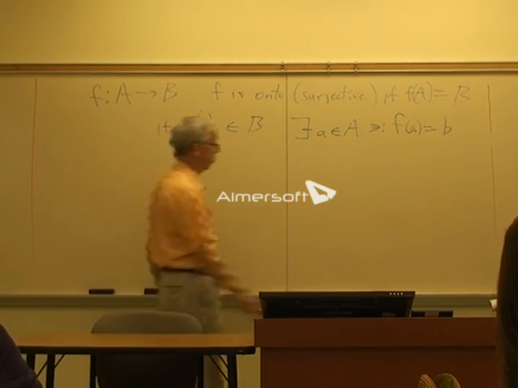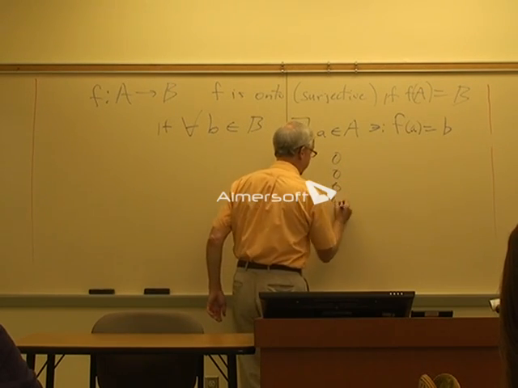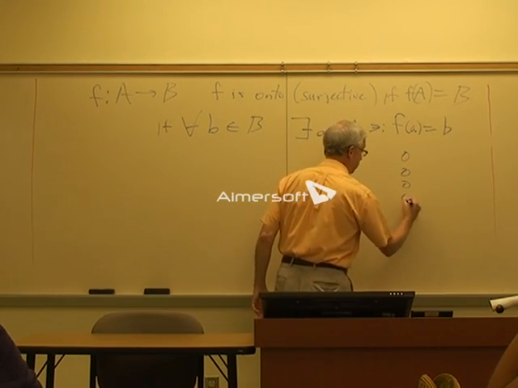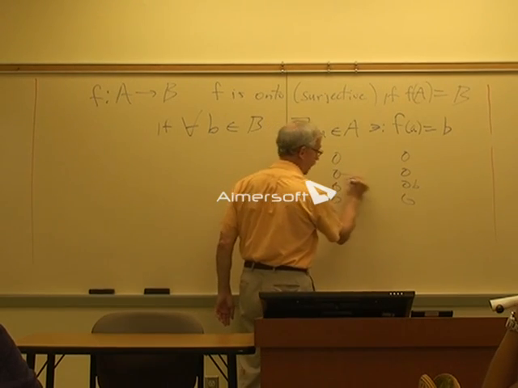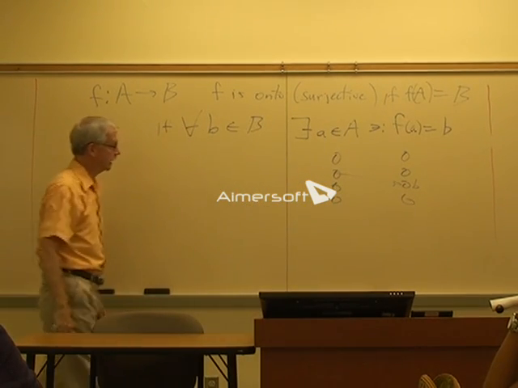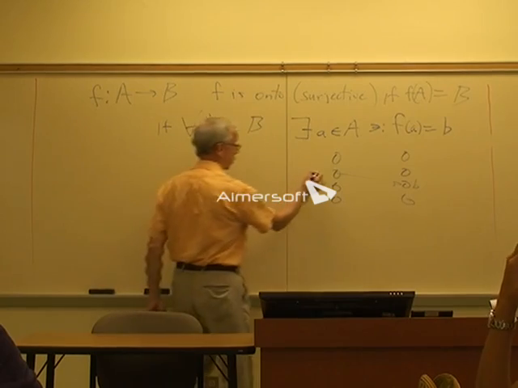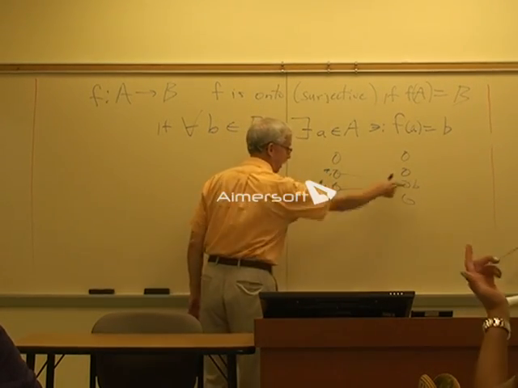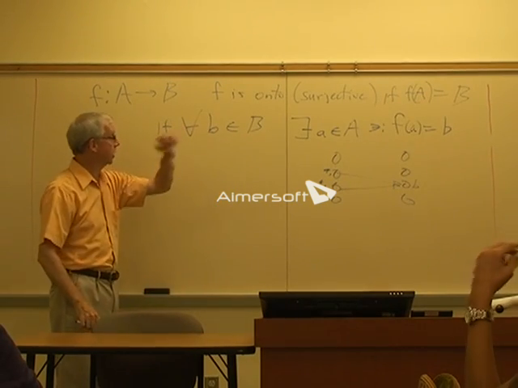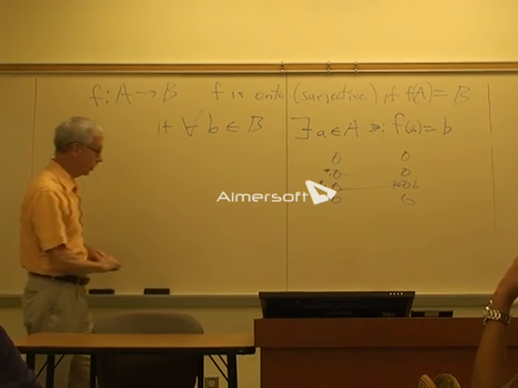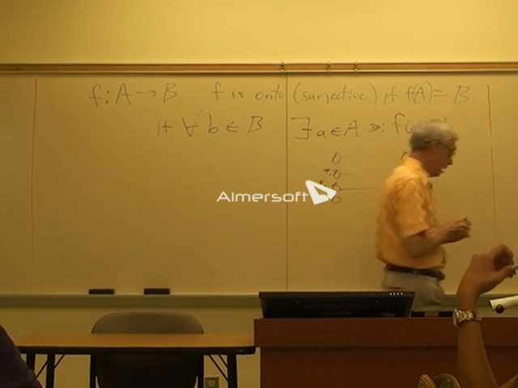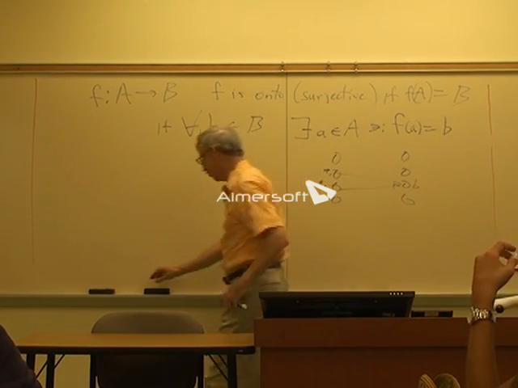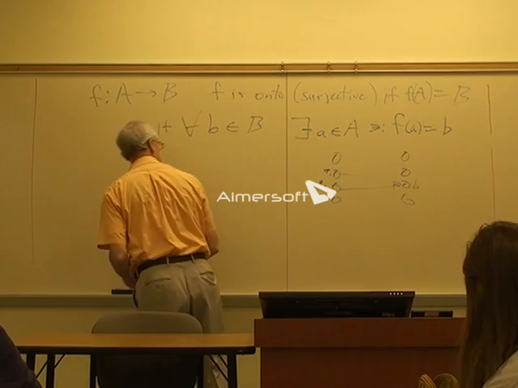Or in the diagram notation, here's my set A and here's my set B. If this is little b, there's got to be at least one guy that gets sent there. So this is b with little a. There might be several, but there has to be at least one for every b in order for the thing to be onto or surjective. And that's an important thing. It means that my map gets everywhere. It covers everything.